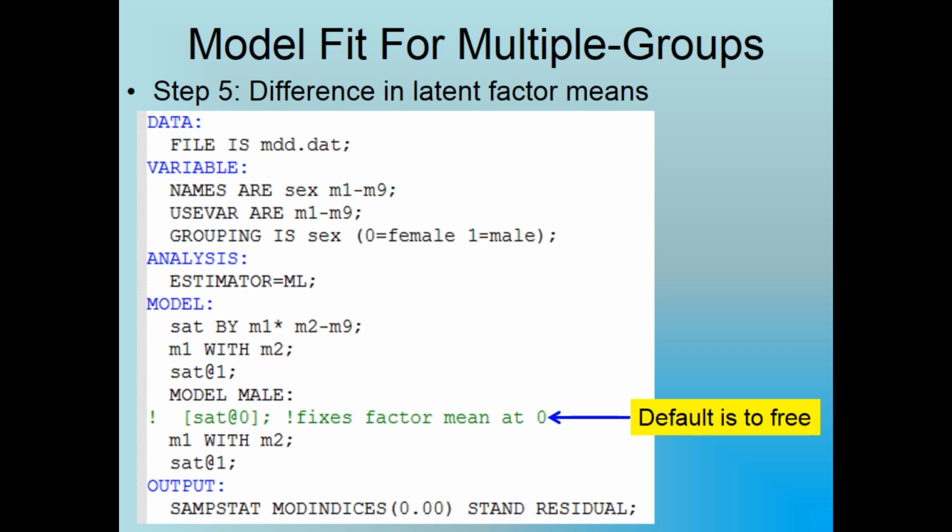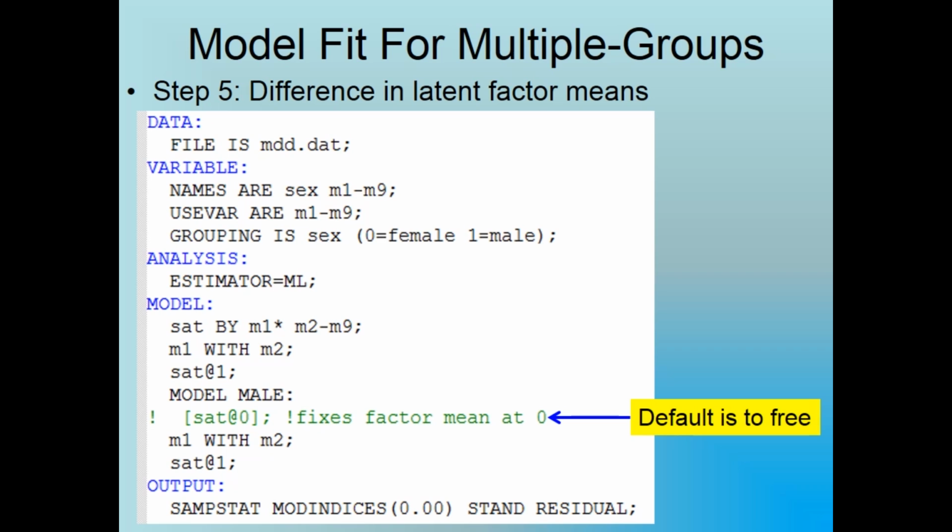Because the factor mean for females is 0, it's creating the exact same factor scores for males and females. Because again, remember, you have equal factor loadings and intercepts, so we're going to create the factor scores in the exact same way. The estimate of the mean for males is really the comparison between males and females.